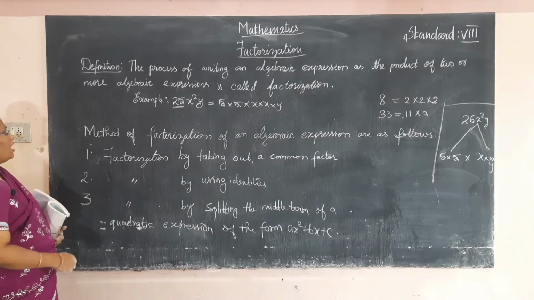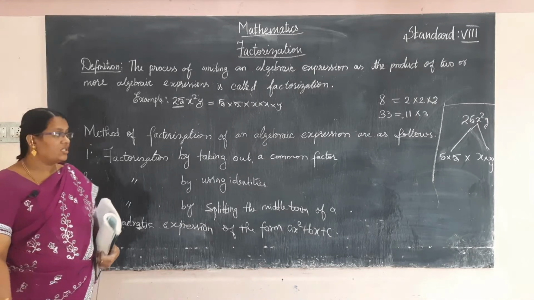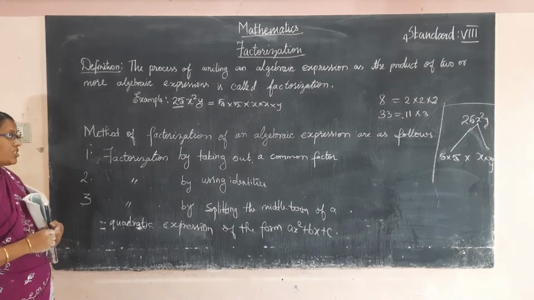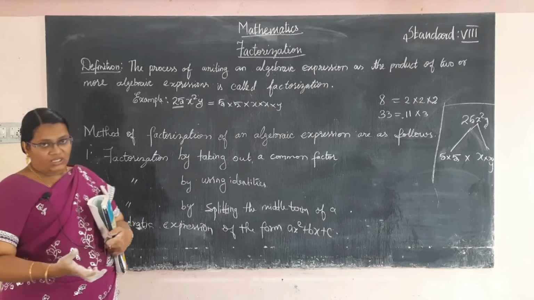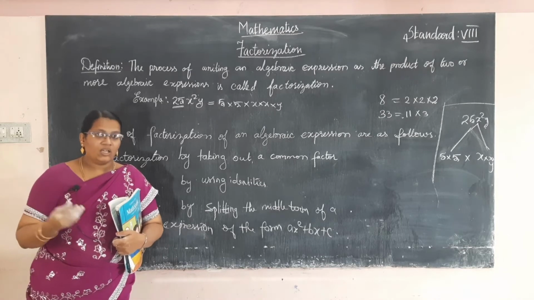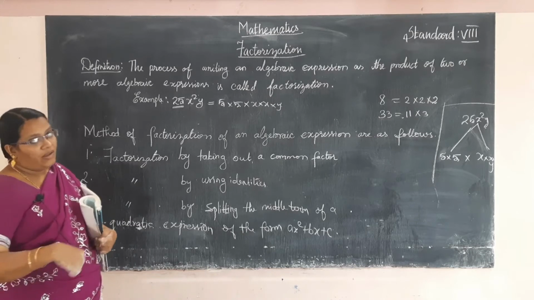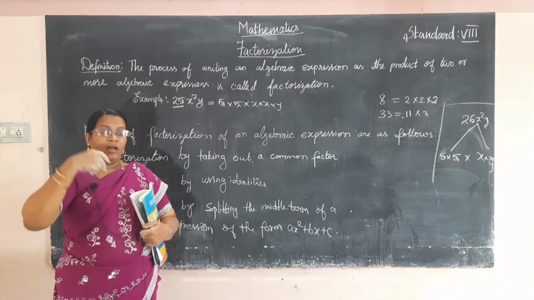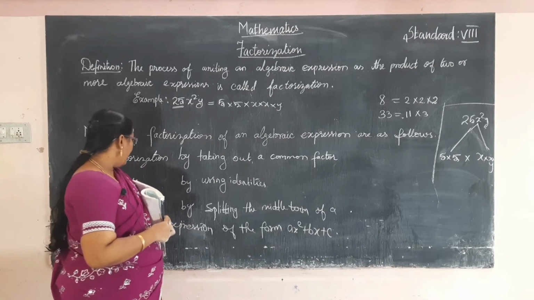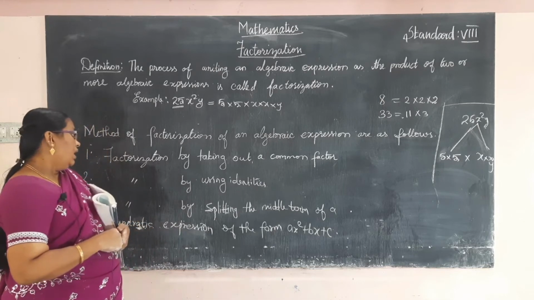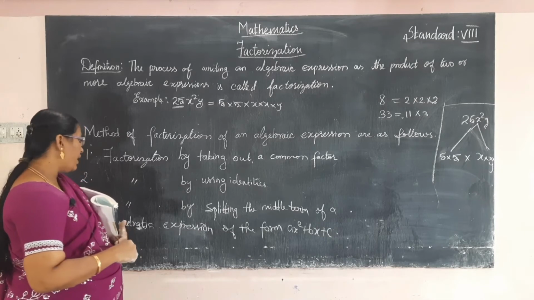We follow 3 methods of factorization of algebraic expressions. The first method is factorization by taking out a common factor. From the given algebraic expression we take outside the common factor. That is the first method. The second method is using the identities. We have learned the identities, so apply the identities in the given statements. And next one is by splitting the middle term of the quadratic expression.